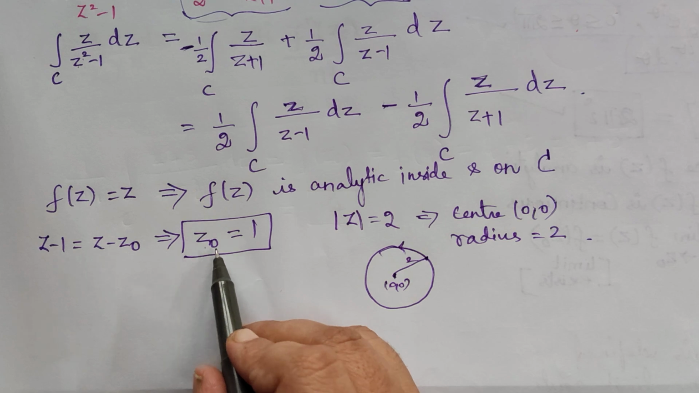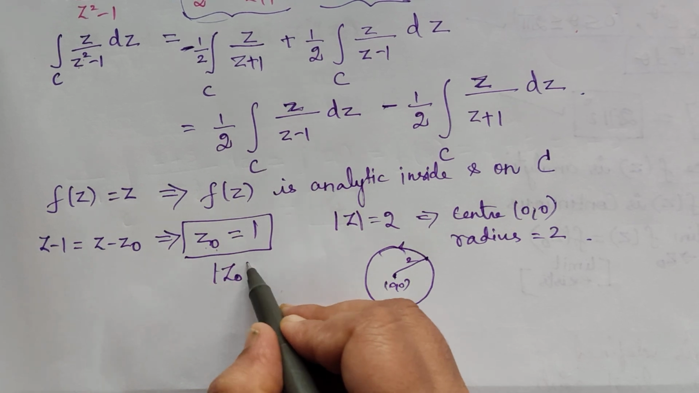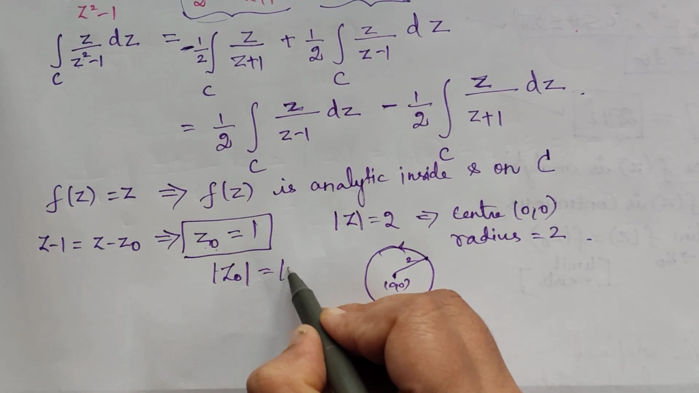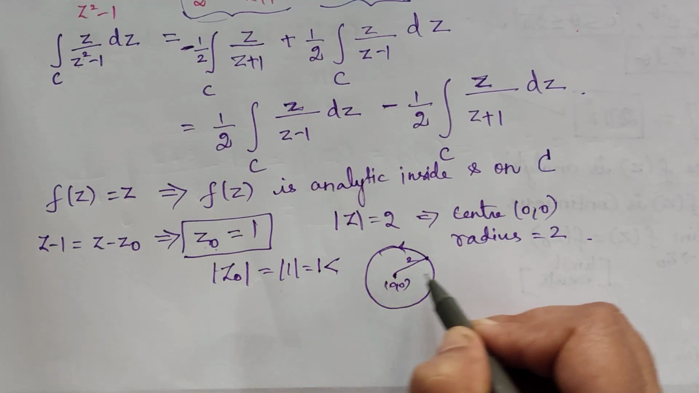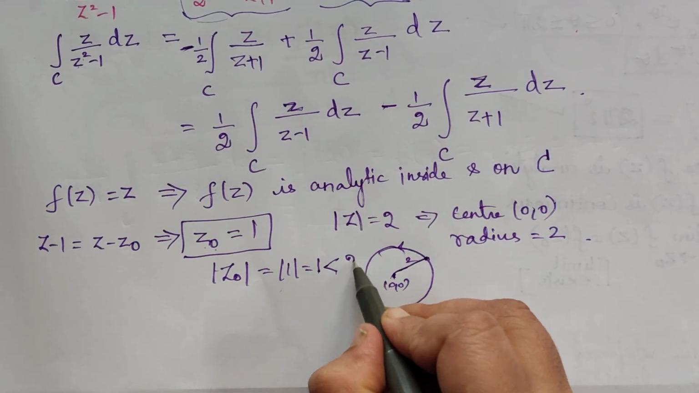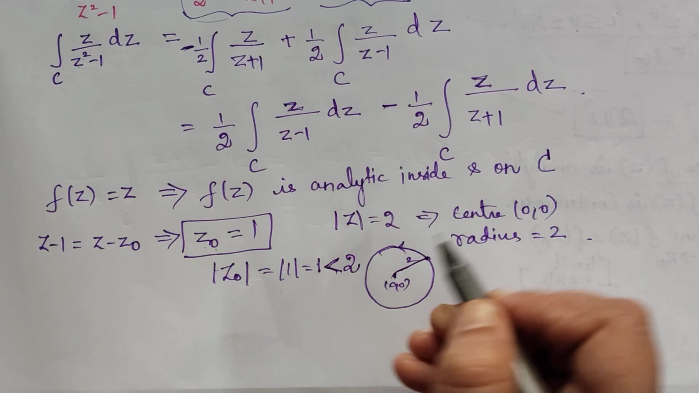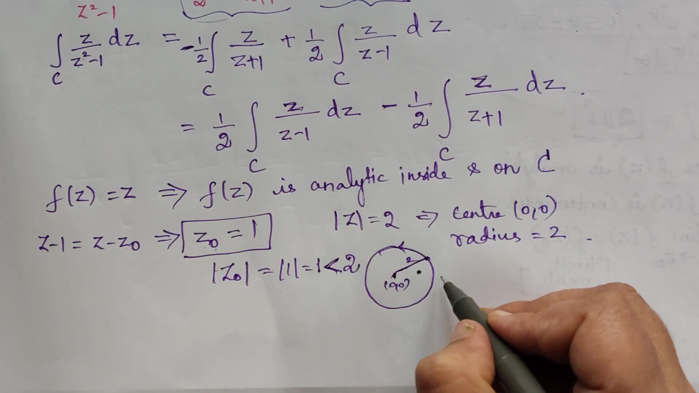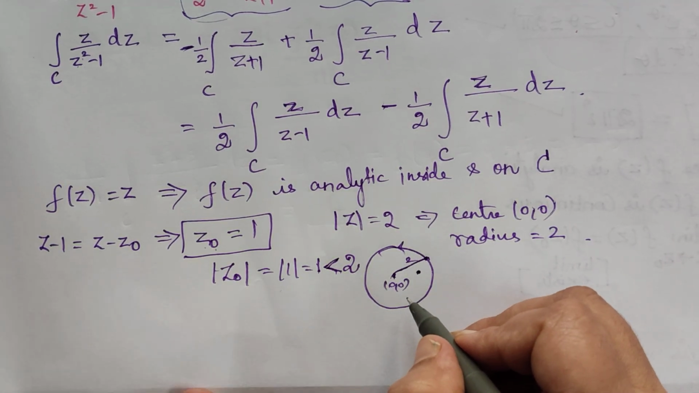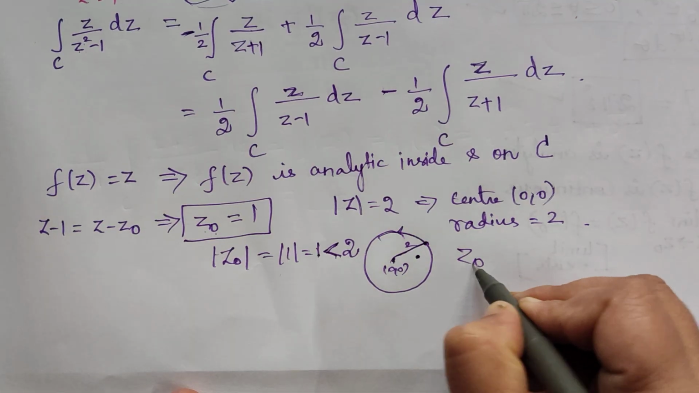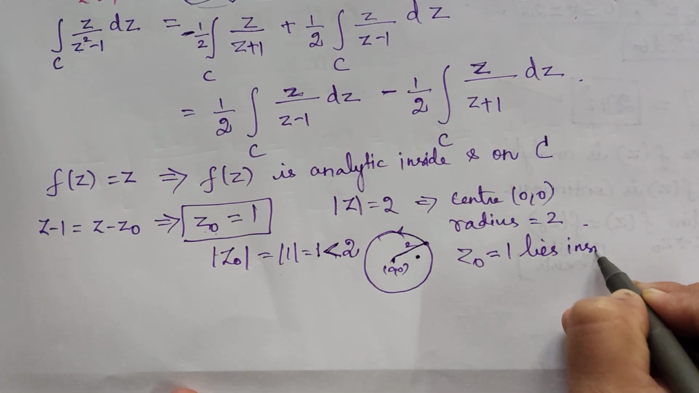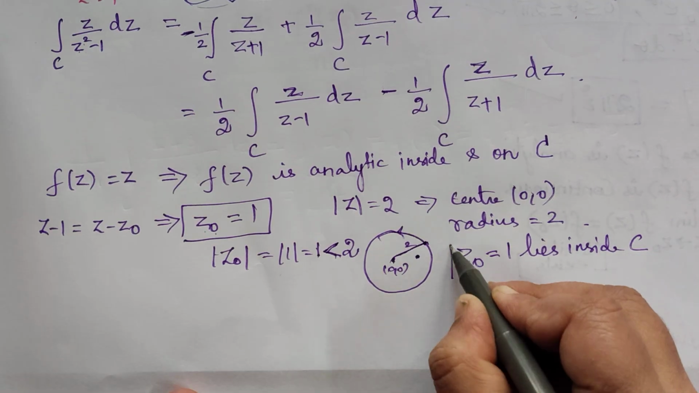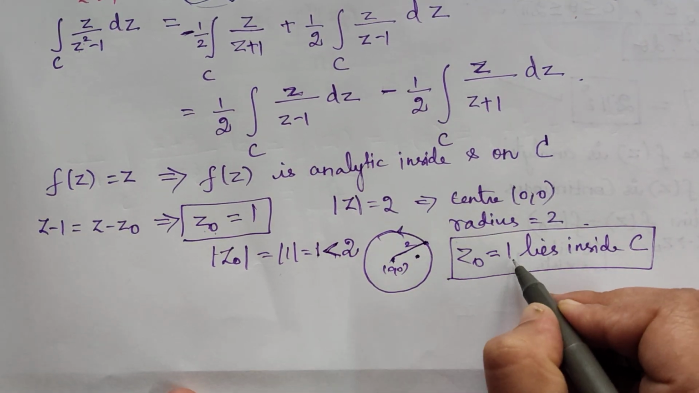So this z naught equal to 1. So modulus of z naught will be equal to modulus of 1, which is 1. And this 1 is lesser than 2, the radius. So since it is lesser, it will lie inside the circle C. Therefore, z naught equal to 1 lies inside C. This is the first one.